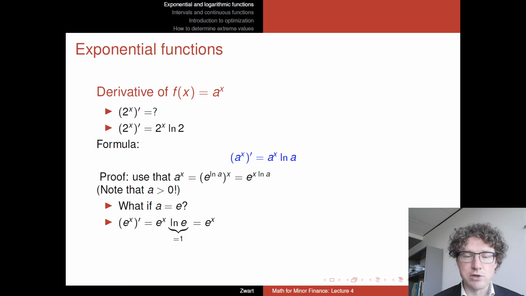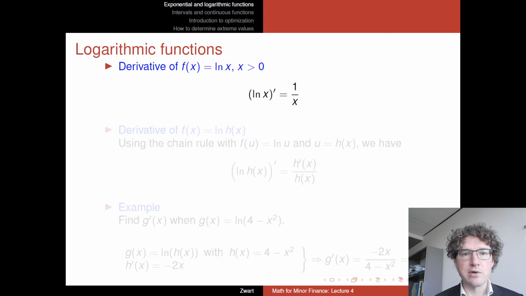Well, that also works fine, because when a equals e, we just have e to the power x. We know the derivative of that should be e to the x itself, and that works because the log of e actually is precisely equal to 1, so that fits in with this general rule as well, as it should. Okay, so that's the exponential function.